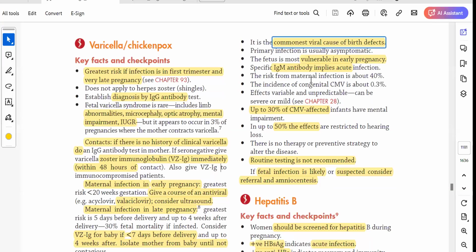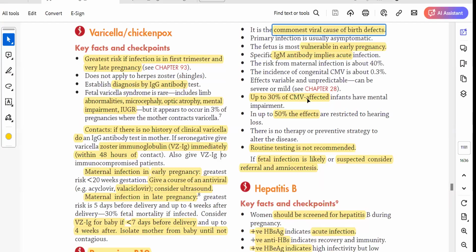So again, same thing, you do IgG and IgM. If IgM is positive, it's infection. Up to 30% of CMV infected infants will have mental impairment. 50% will have hearing loss. So you can see it is not something like a simple infection. 50% can get hearing loss.